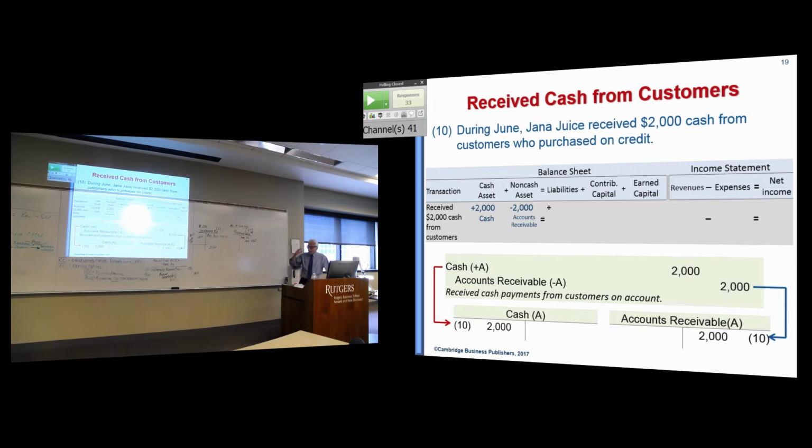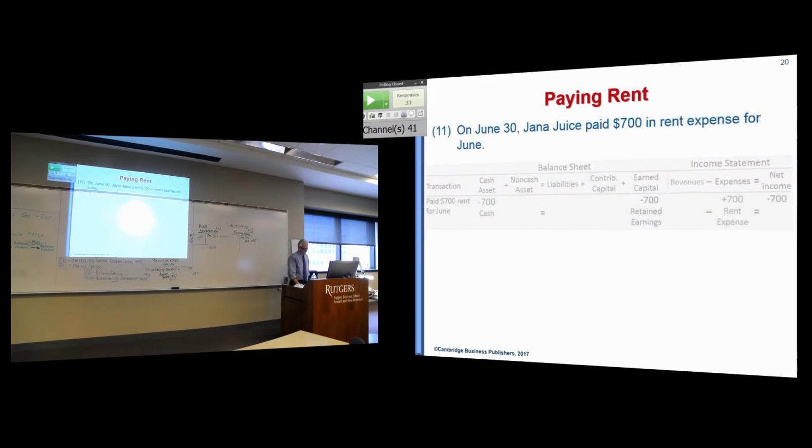Now, again, the timing of this, you could have generated this receivable in the month of May. So the revenue could have been recorded last month, but you collect it this month, so you've got cash flow in one month and earnings in another. It happens. All right, and again, the last one is the rent expense for June before we get to the dividends. And again, it's a cash outflow.